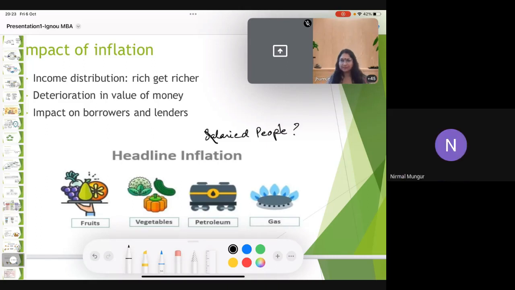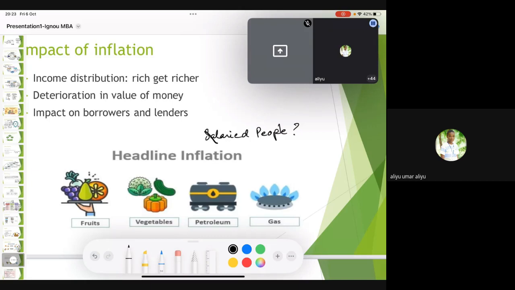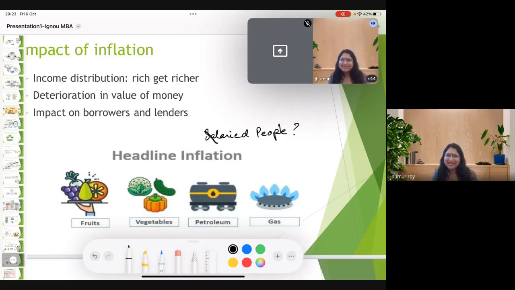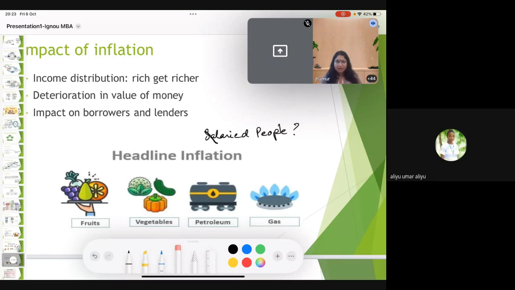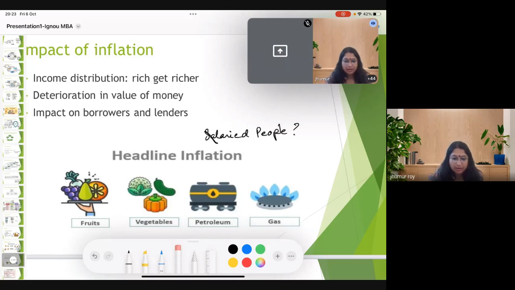It is bad. Very, very bad, because their money is not changing. If the inflation is increasing, they're still getting the same amount of money. So inflation is very harmful for people who are getting regular income. What happens to borrowers? Can you tell me what will happen in case of borrowers?